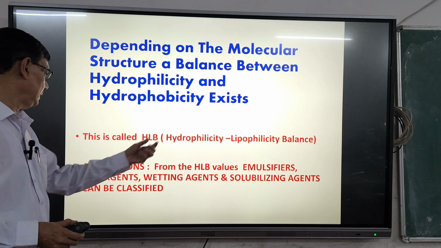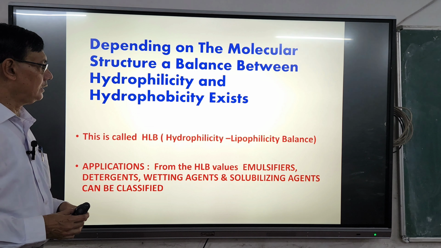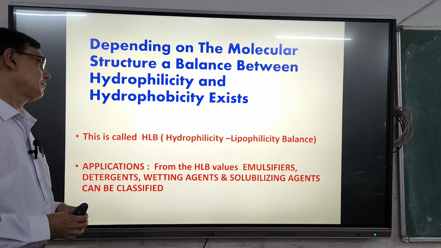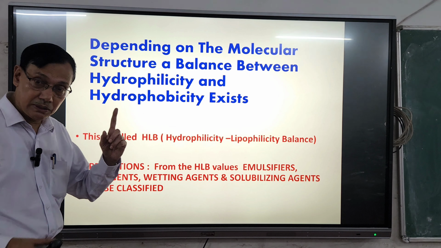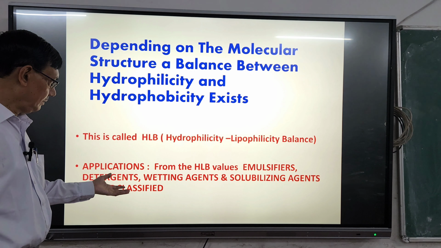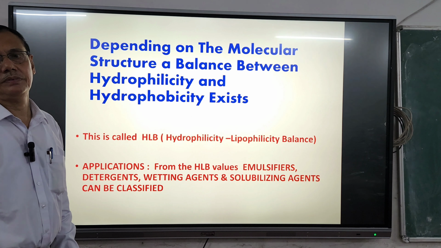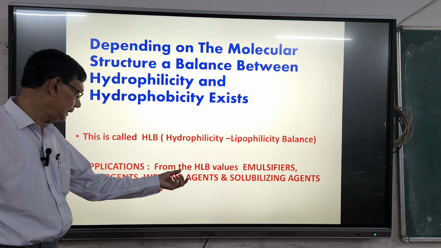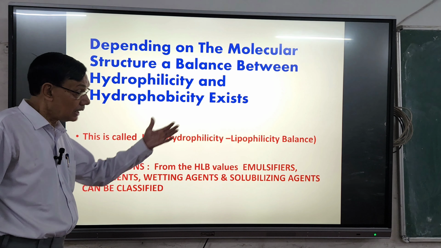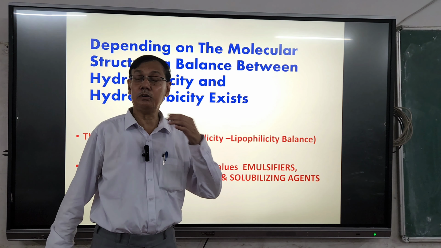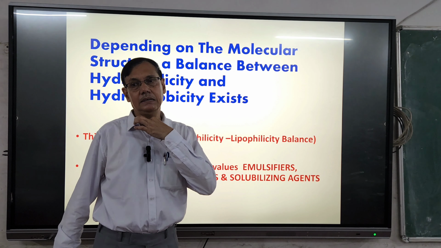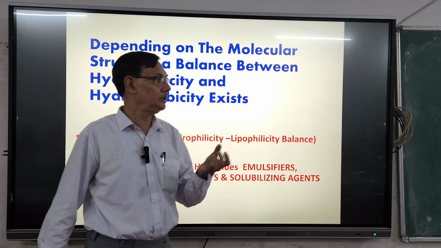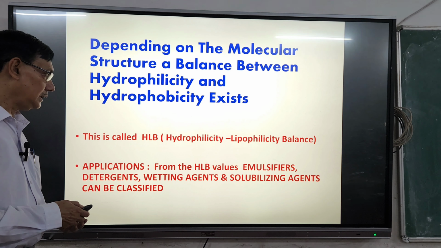So this is called HLB, hydrophilicity and lipophilicity, the lipid loving balance. Now why are we studying these properties first? Because there are a large number of applications, not only in emulsions: detergents, wetting agents, and solubilizing agents can be classified with the help of this value. It is also very important in the drug industry, because solubilizing is a very important property. So it is very important in pharmacy as well as medical science.